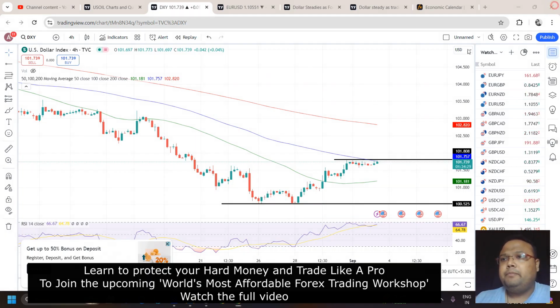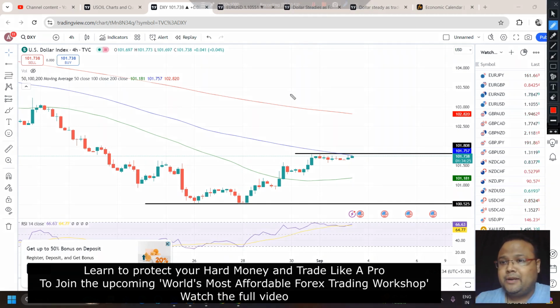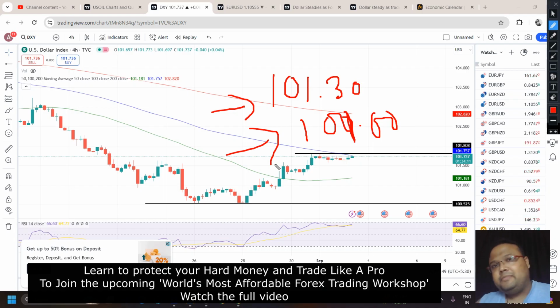Today before the US session, if we see DXY coming down, then we can expect the next support to be around 101.30 and 101.00. These are the two levels where we can expect some temporary support on the chart of DXY if it goes down. That's all about DXY.